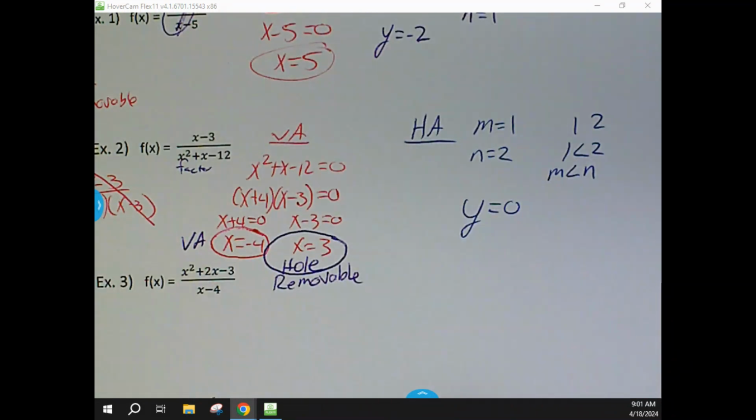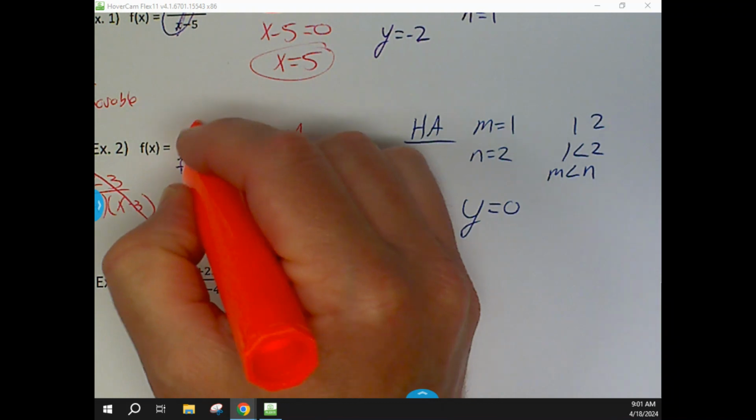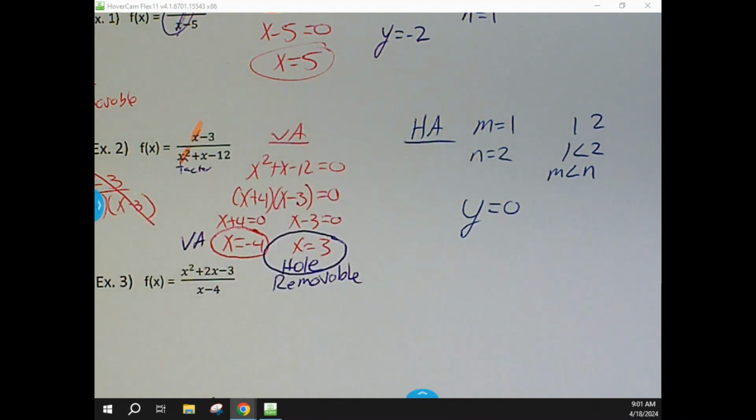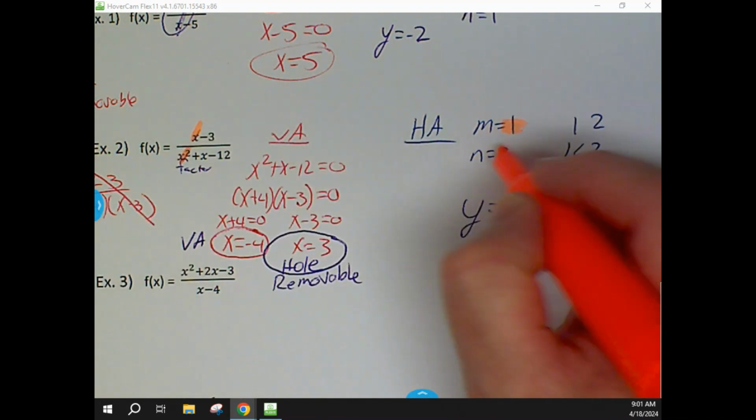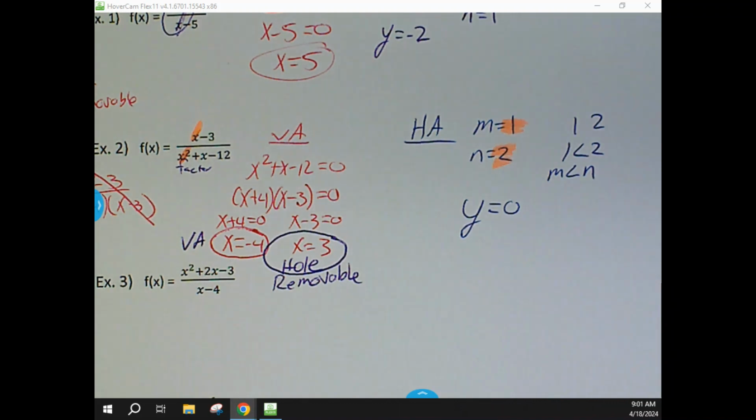Because, looking at your powers over here, we've got x to the first and then x squared. So 1, and then it's 2. So you don't have to count how many x's there are. You just count your highest power.